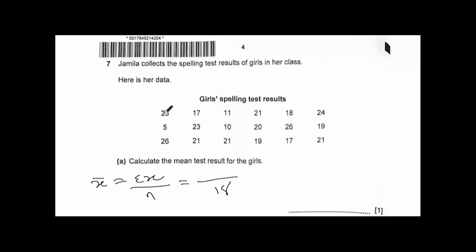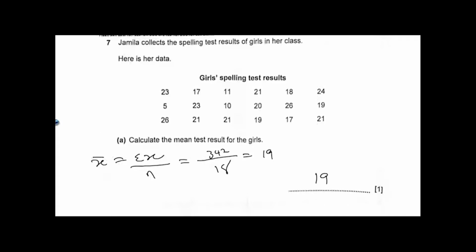So you need to take your calculator and add all these numbers together. If you do so, you are going to get 342, and if you divide this by 18 on your calculator, this will give you 19. That means the mean is 19. So this is paper 2. You are allowed to use a calculator.